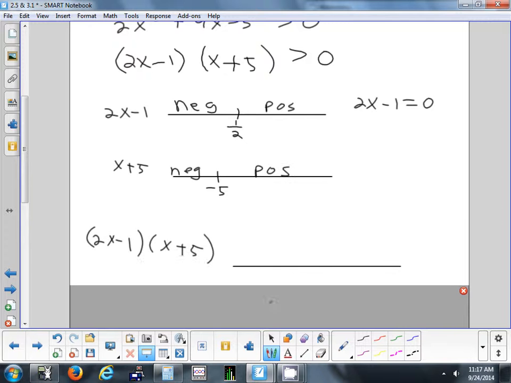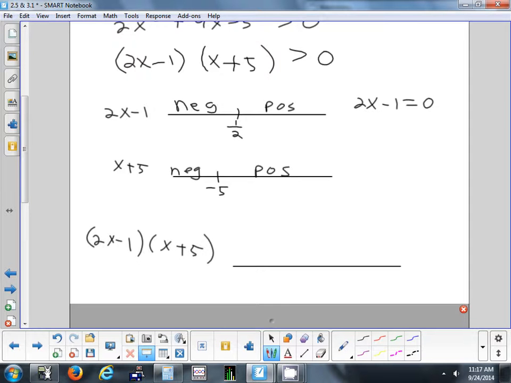Okay, now we're going to look at combining them together. So we're going to have a number line with 3 parts on it. Put -5, because that's one of your roots. Put 1/2, that's another root. And there's 3 regions we need to check: less than -5, between -5 and 1/2, and more than 1/2.